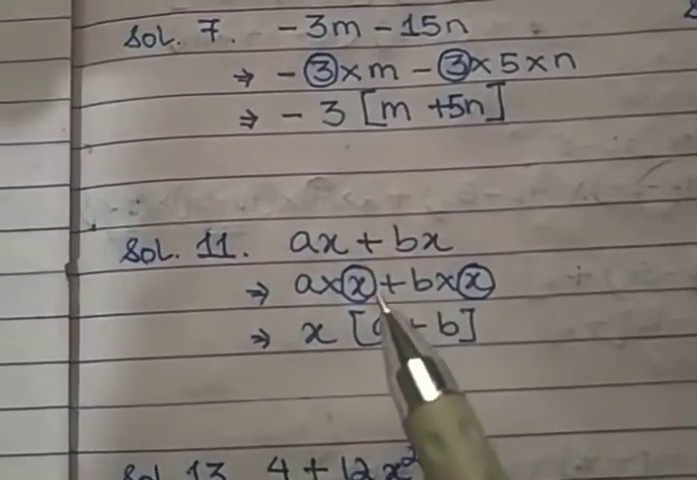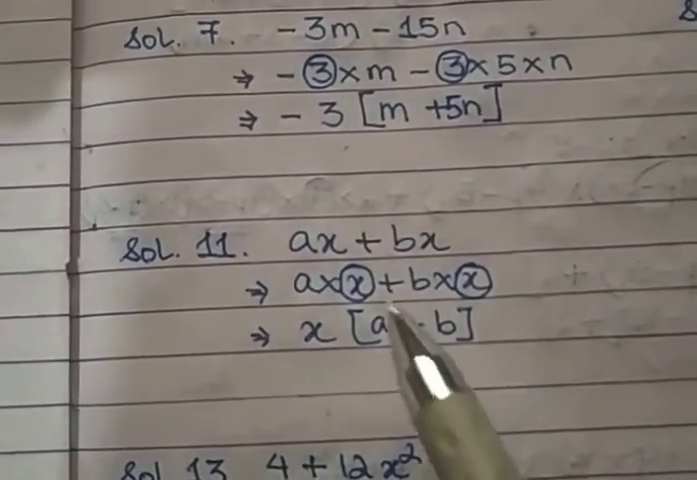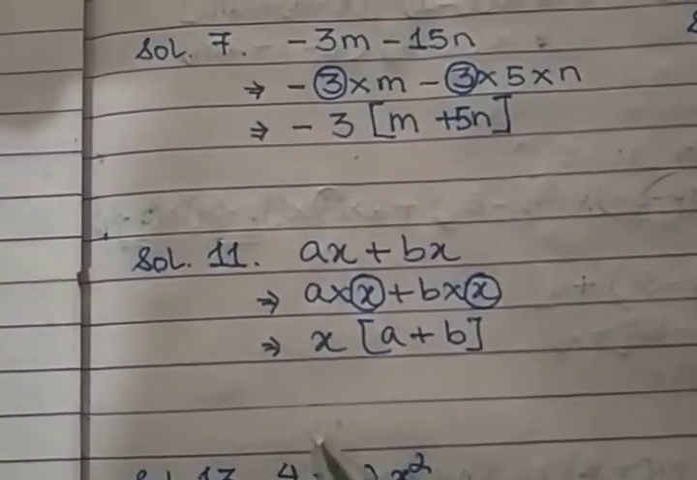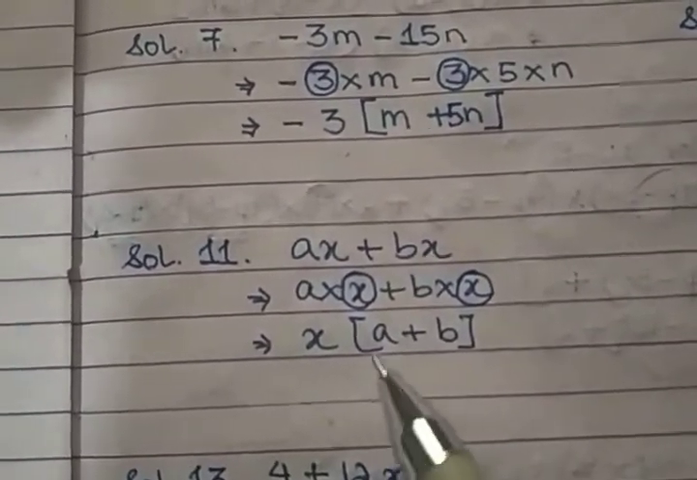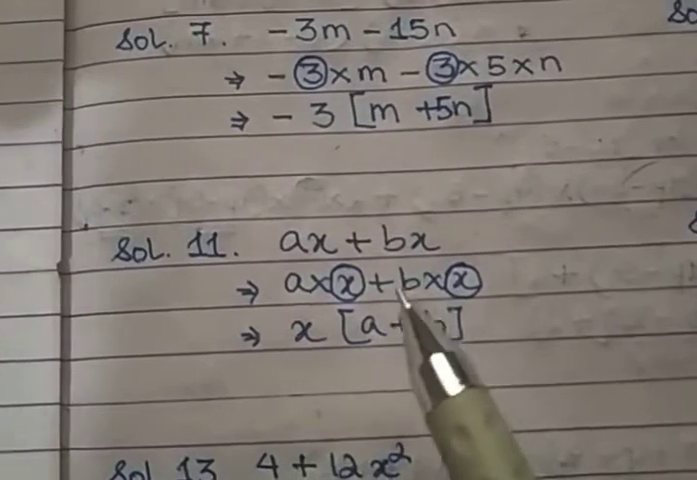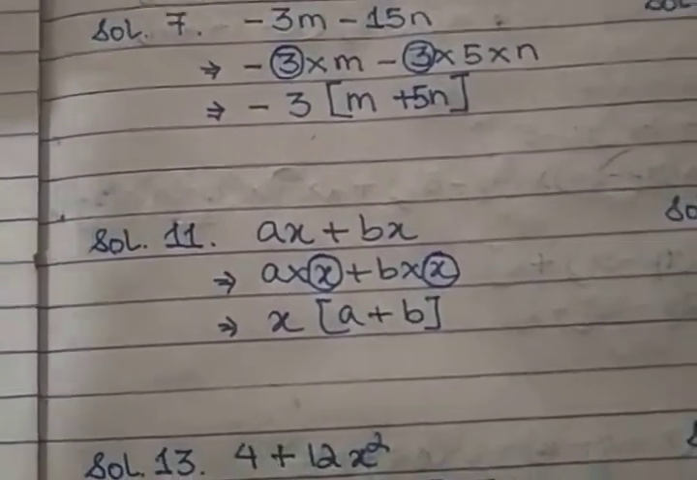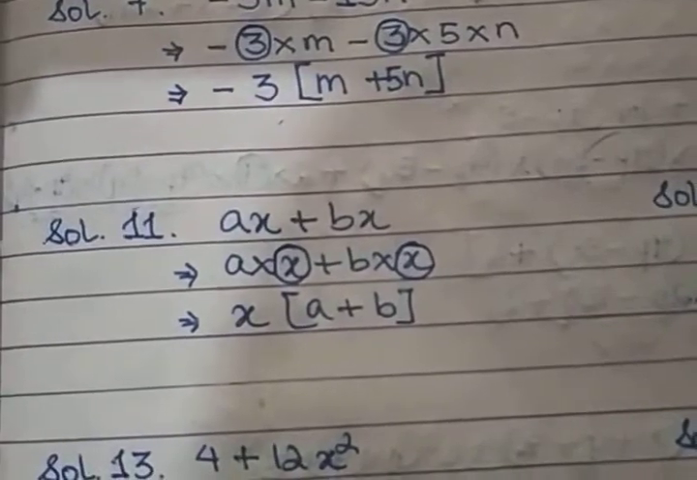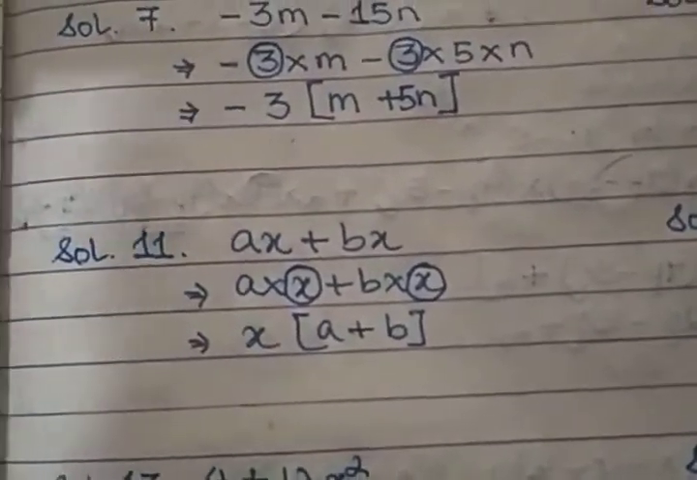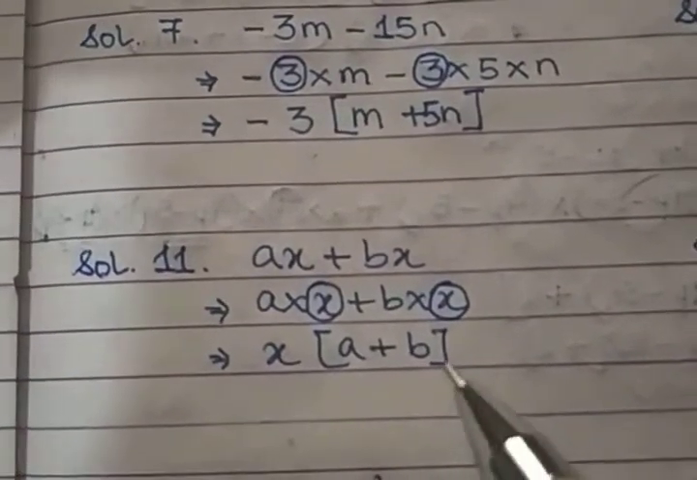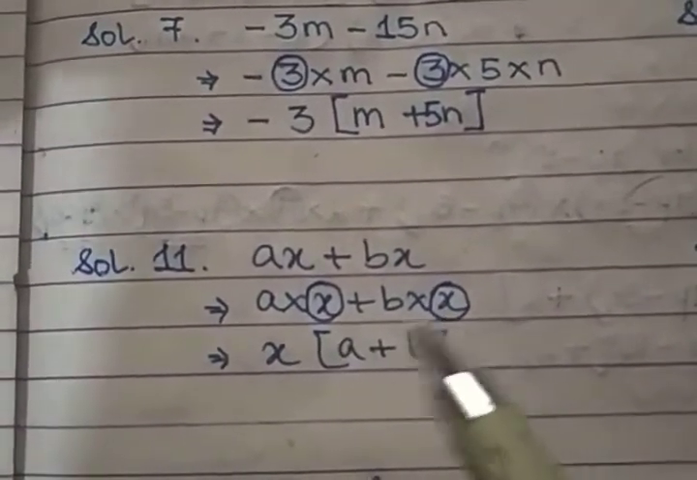Okay, so now from the first term and the second term, what's common? As you can see here, x is common, isn't it? So I have marked it in circles. And remember, you don't need to mark the common terms in circles in your exercise. I'm just marking it in order to show you. So x is common, so I've taken x as common.